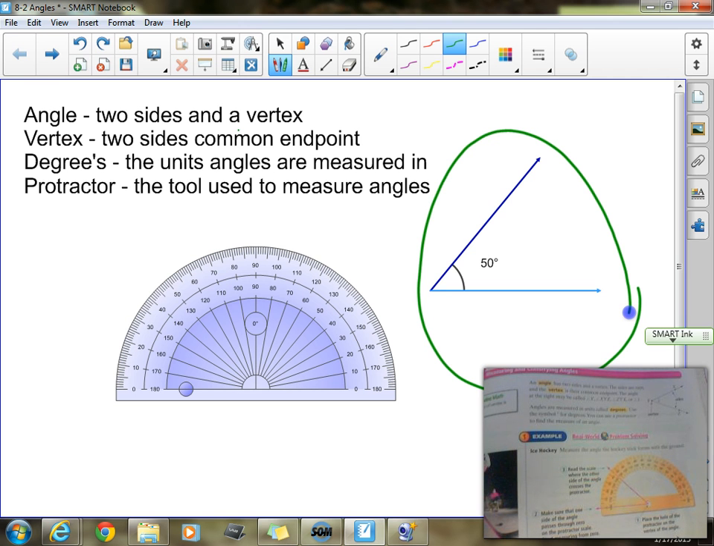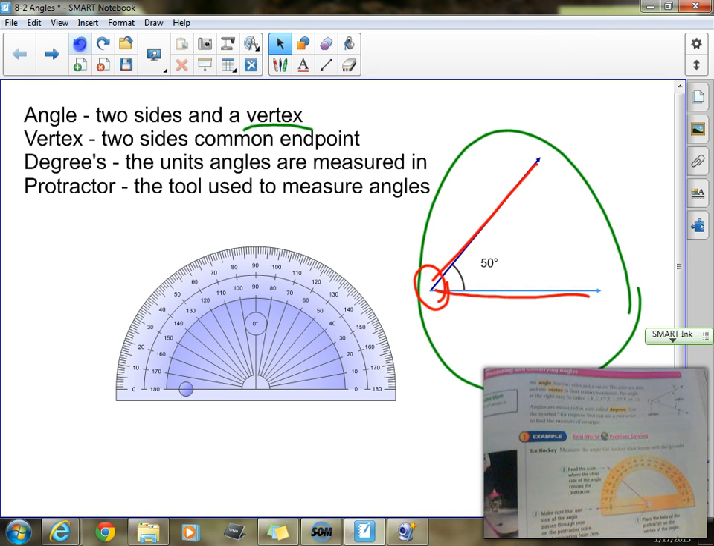Now, you say vertex, that's an unusual word. Well, the word vertex simply is two sides, common endpoint. So for right here, we have two sides, so this is going to be a side and that's going to be a side. And so the two sides' common endpoint is going to be right there. So the vertex is that point right there.